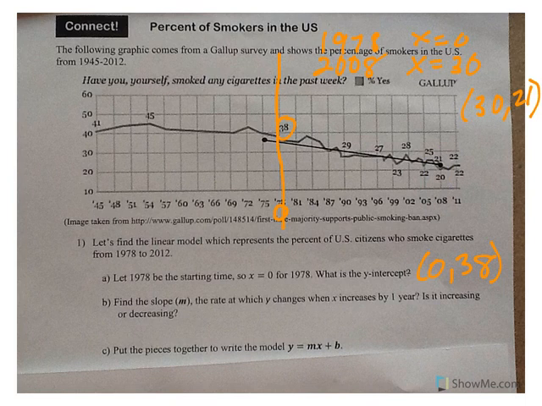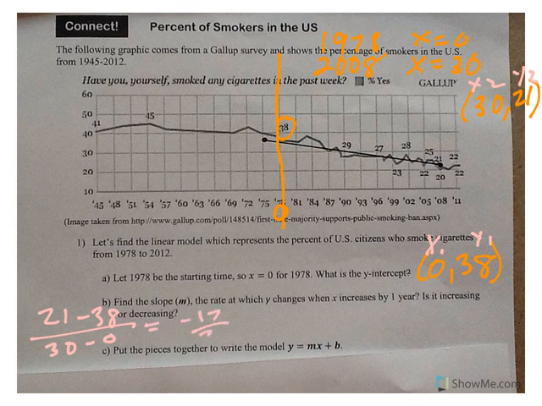Okay, so now that I have two ordered pairs, now I can find my slope. So I have x1, y1, x2, y2. So y2 minus y1 over x2 minus x1. So I end up with negative 17 over 30 as my slope. Now, if you want to change that to a decimal, because it does say for every 1 year, you can use negative 0.567, and that's fine, right?